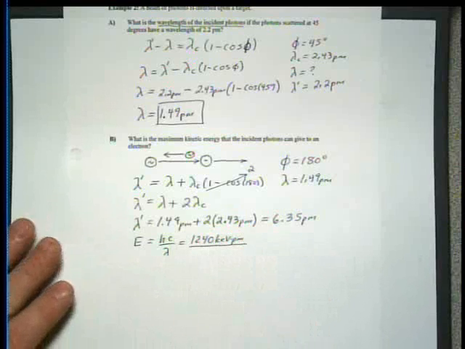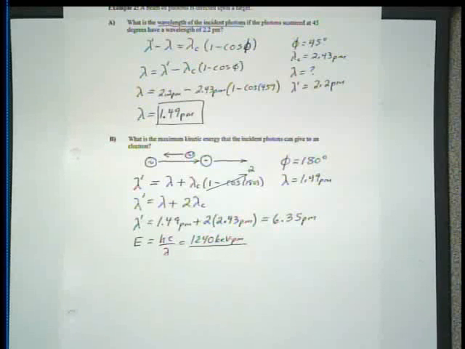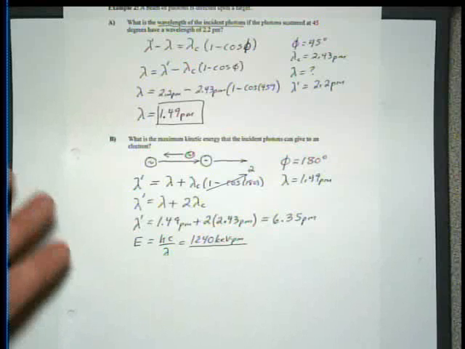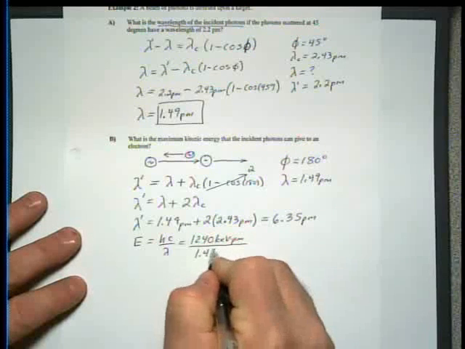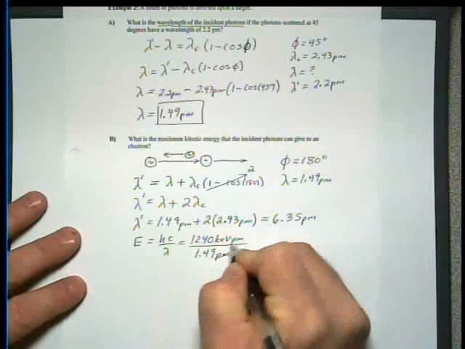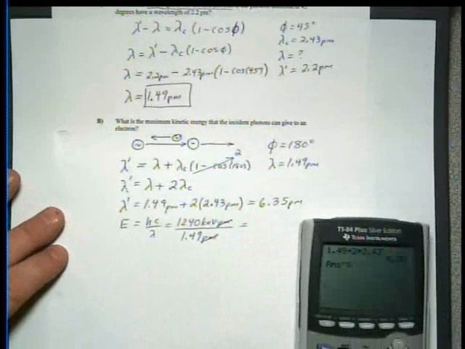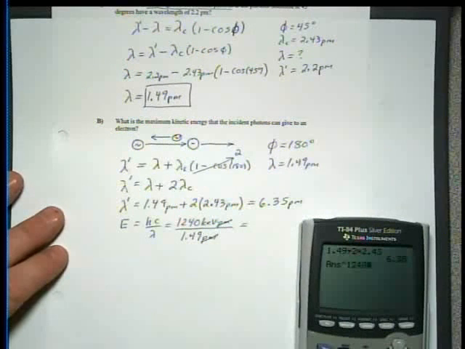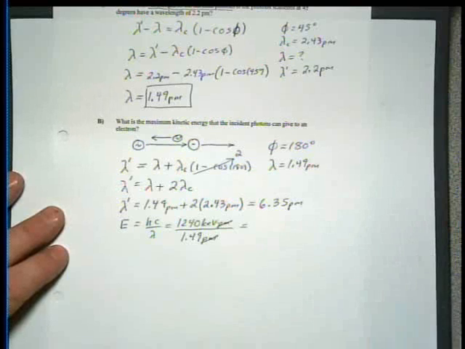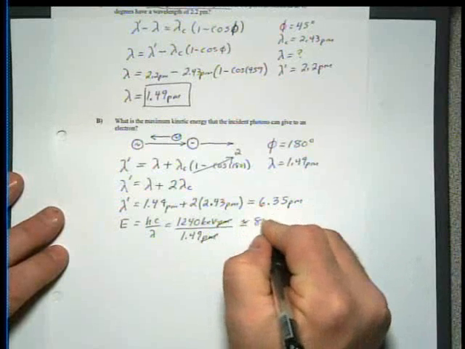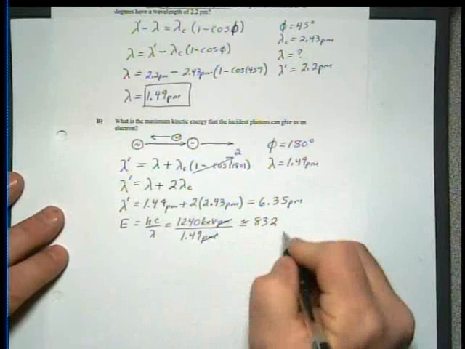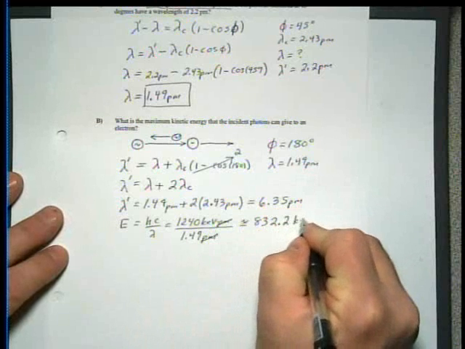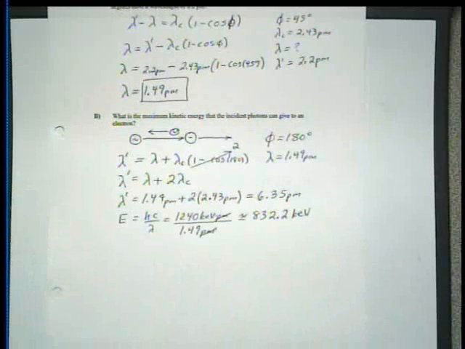Notice that when you work X-ray problems, for hc, it's better to work in keV picometers, because your wavelengths are in picometers. And you have 1.49 picometers. So if you punch that, 1240 divided by 1.49, you get 832 keV approximately. And then we'll keep one extra decimal. So that was the energy of the incoming photon.